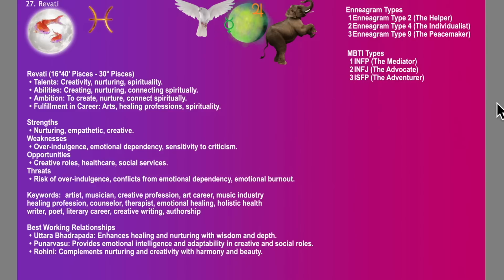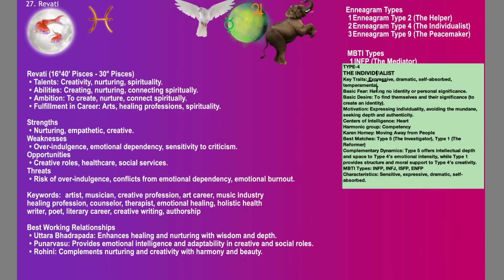Next one is type 4, the individualist: expressive, dramatic, self-absorbed and temperamental. Their basic fear is having no identity or no personal significance. Their desire is to find themselves and their significance. So this will be more in the line of artist, musician, creative expression, art career, music industry, because they want to express themselves. Their motivation is expressing individuality. An artist does it through music, any kind of creativity, avoiding the mundane, seeking depth and authenticity. Moving away from people, therefore, it is more focused on the artwork. Artwork is basically conveying a message emotionally, via music, via art, creative expression. That would be Enneagram Type 4 with Revati dominant in their chart.